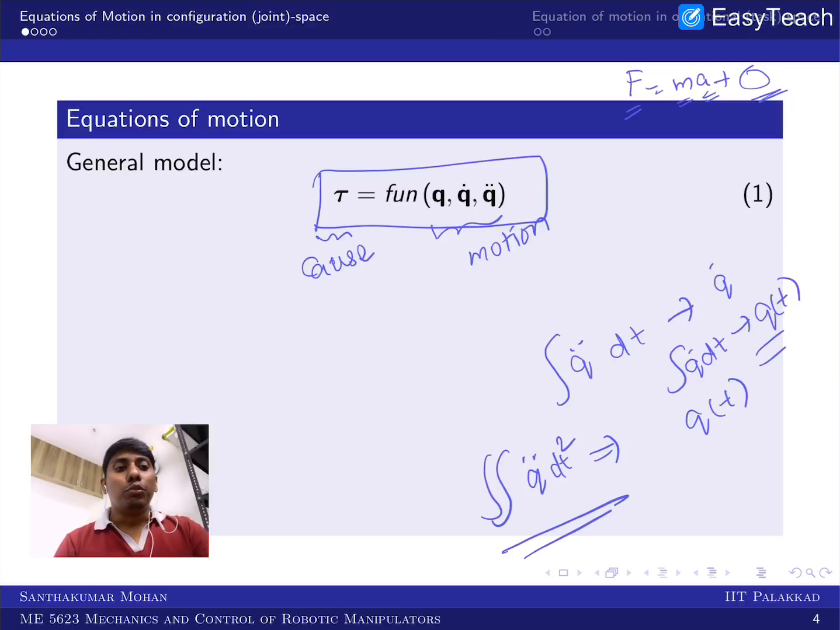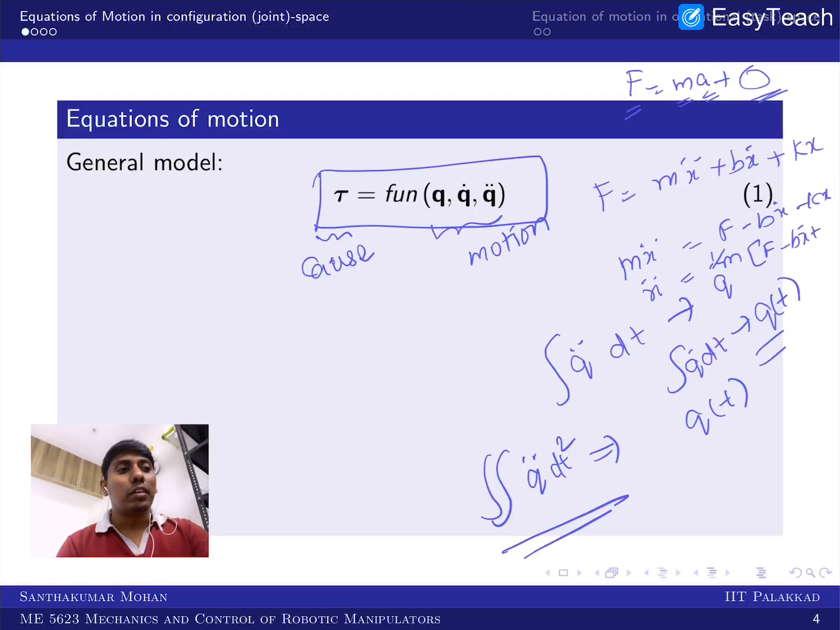If you recall what we did in the simple mass spring damper system, we wrote it like this. This is the linear equation where mass, spring and damper are all there. Right now I am writing this equation as m x double dot equal to f minus b x dot minus kx. Then I can write x double dot as m inverse, in the sense 1 by m, times f minus b x dot minus kx, making it common. So this is what we are interested in.